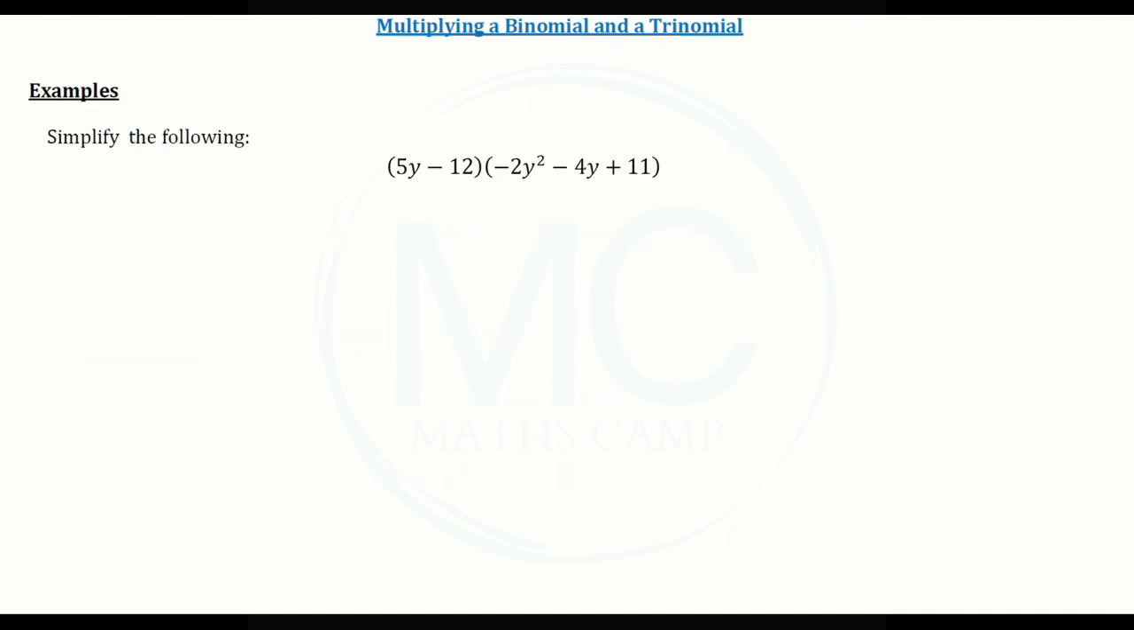Here we have 5y minus 12 multiplied by negative 2y squared minus 4y plus 11. Let's start by multiplying the first term in the first bracket, 5y, by every term in the trinomial. So we can say 5y multiplied by negative 2y squared, and we get negative 10y cubed. Then we multiply 5y by negative 4y, and we get negative 20y squared. And then we multiply 5y by 11, and we get positive 55y.